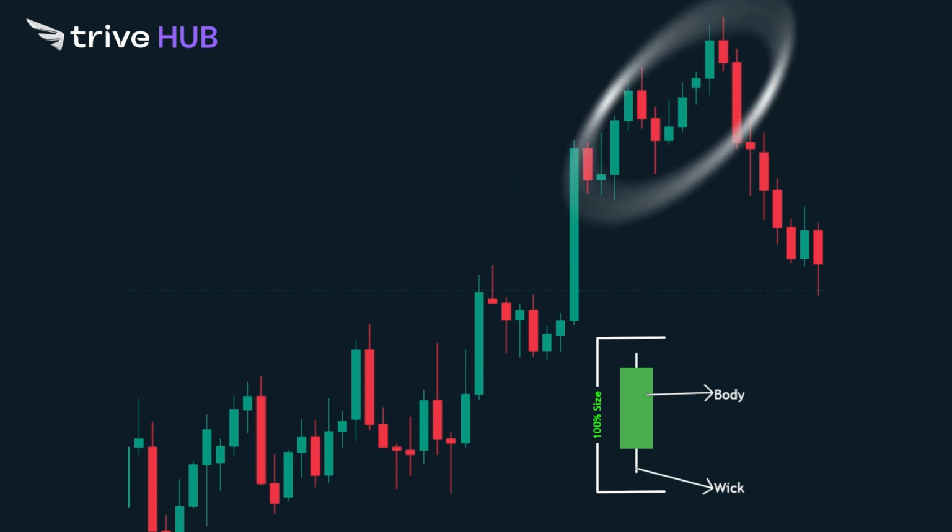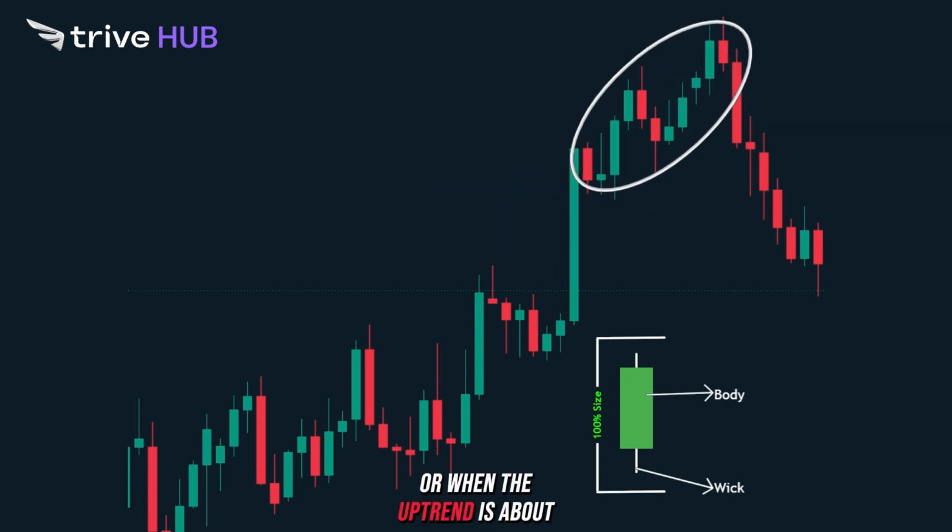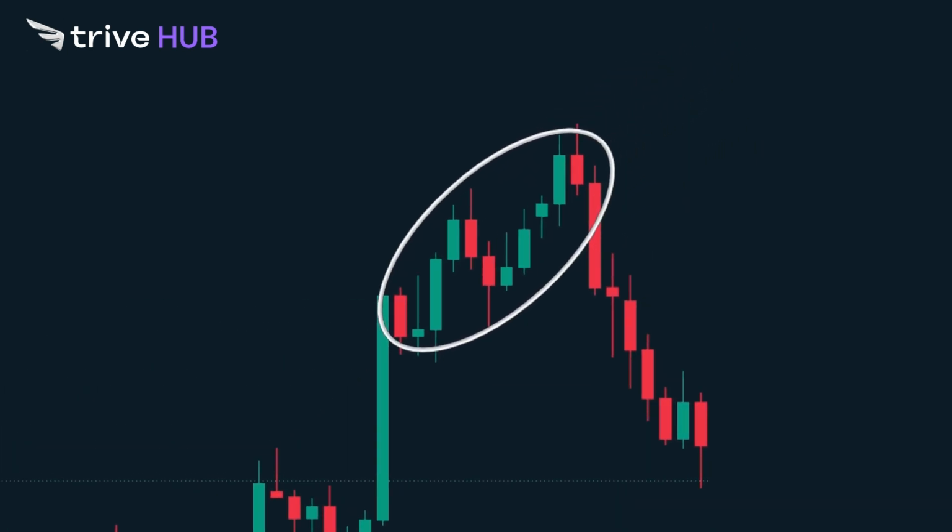At the end of the uptrend, when the uptrend is about to diminish or reverse, at that point you are also going to get signals from candles. What signals can it be? It will be a reduction in the size of bars in the direction of the up movement.